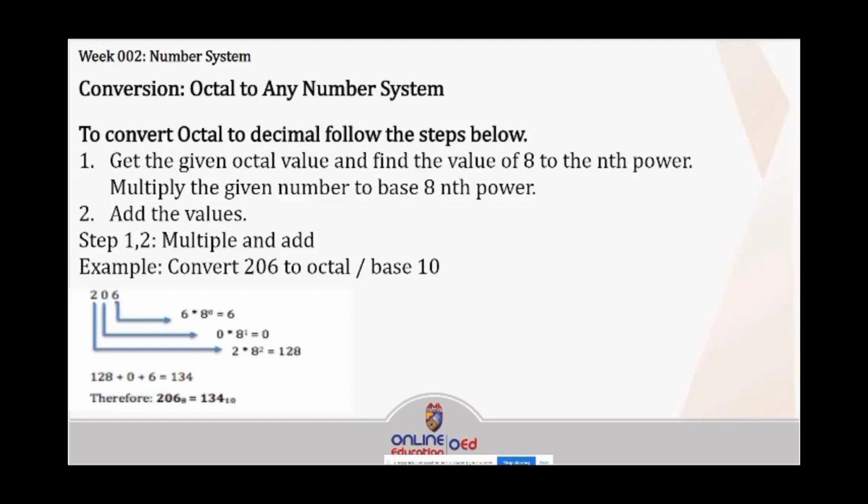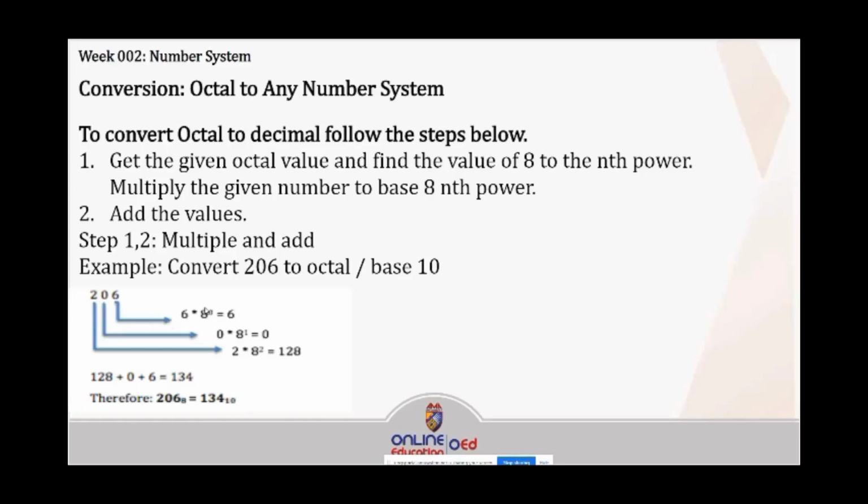Octal to decimal. For octal to decimal, class, you are to follow this step. Given the octal value, find the value of 8 to the nth power. Ito naman, multiply the given number to base 8 nth power. Add the values, multiply and add. Convert 206 base of 8 to base of 10. Siyempre, decimal is base of 10. So, for example, katulad nito, we have 206 here.